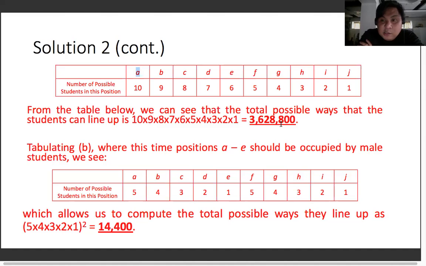Right? Now, what about for the second condition, wherein the first 5 positions are occupied by males and the next 5 positions are occupied by females?